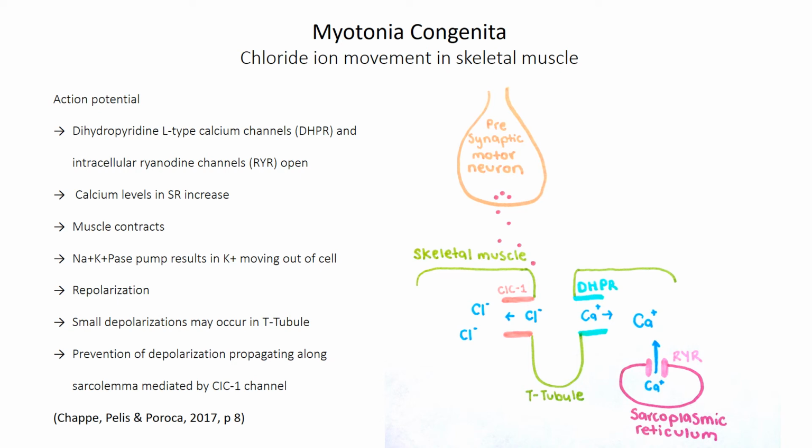In contrast, CIC1 channels in the muscle fibers of patients suffering from myotonia lack this conductance of chloride ions, which eventuates to autonomous sarcolemmal action potentials, causing delayed relaxation of the muscle.